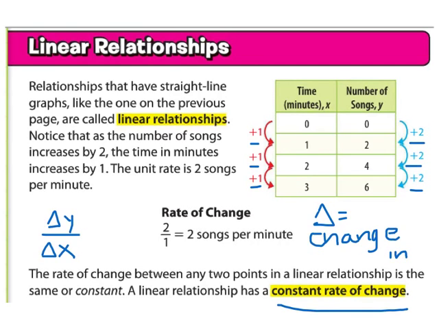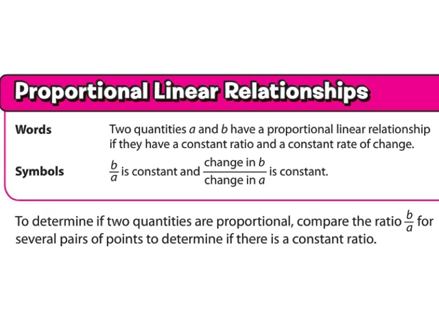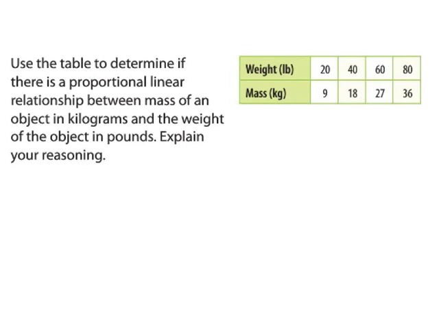Alright, on the next page it talks about proportional linear relationships, and it's basically the same thing. It's just saying if two quantities A and B have a proportional relationship, they're going to have a constant ratio, or constant rate of change. So B over A is constant and change in B over change in A is constant, then they're going to be proportional. So we're going to look at 2 examples.